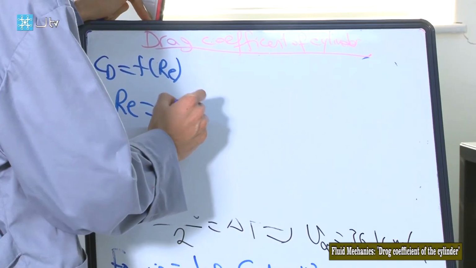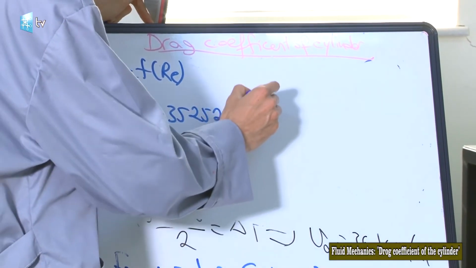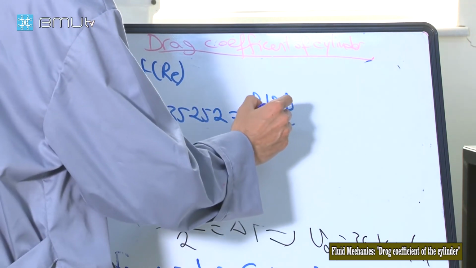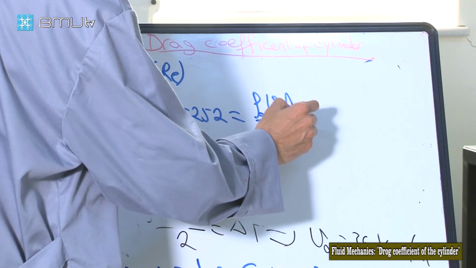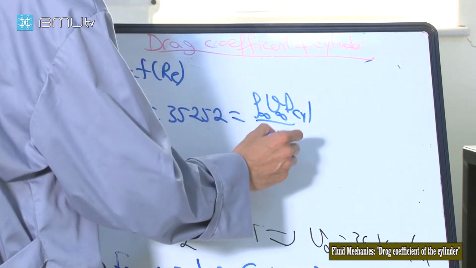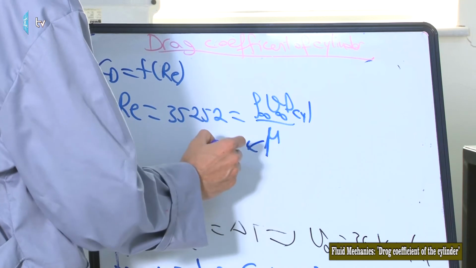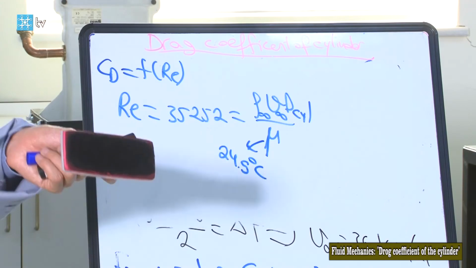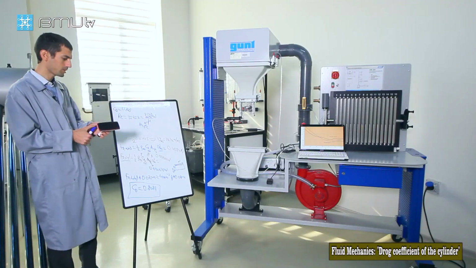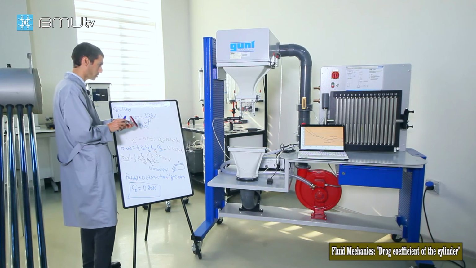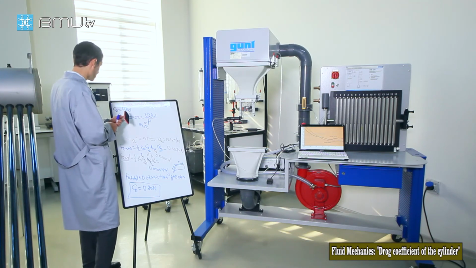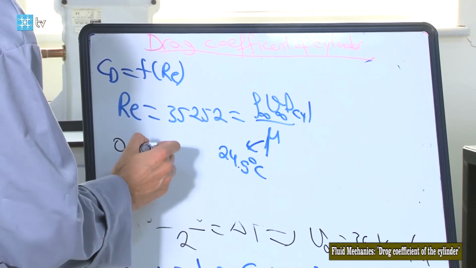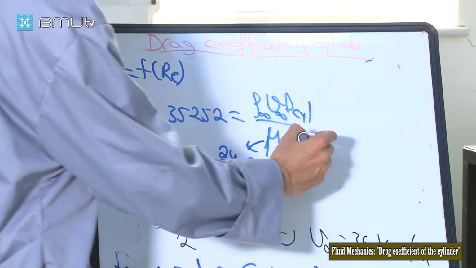For our case, the Reynolds number is 35252, and you can find it from rho v d divided by mu. That is rho infinity, v infinity, the diameter of the cylinder, and then divided by mu. And I've taken the mu at 24.5 degrees Celsius. So let me now compare the value. The drag coefficient I have found is 0.8089, and now I compare it versus the literature.